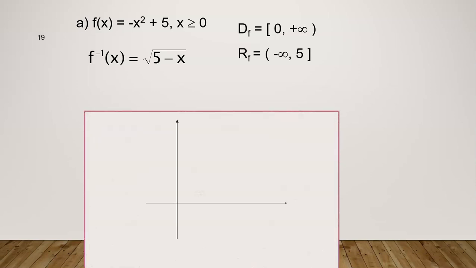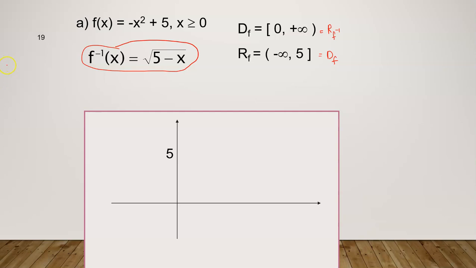Alright, okay, so the domain of f is 0 to positive infinity, meaning that this is the range of the inverse. Okay, the range of f is the domain of the inverse. So before we look at the graph, let's look at how they find this function.